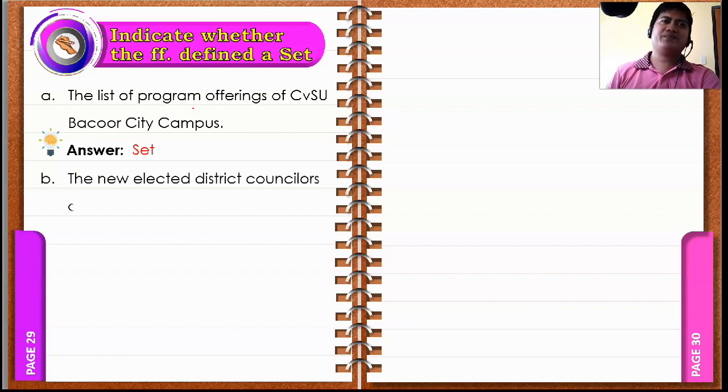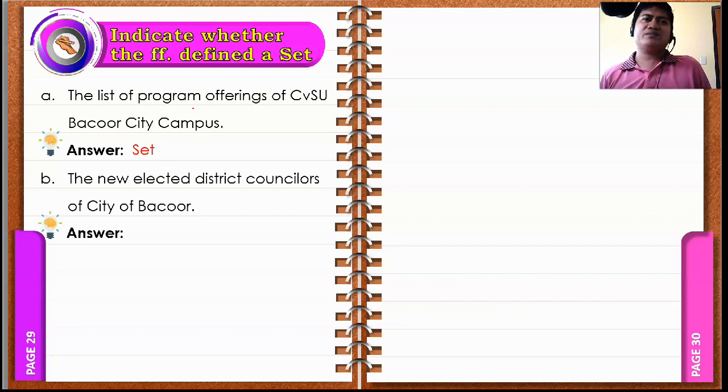Let's have another example. The newly elected district councilors of the City of Bacoor. Yes, we can get these listings on the City Government of Bacoor page. And this is also an example which defines a set.